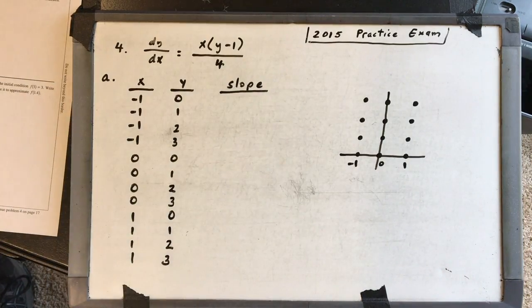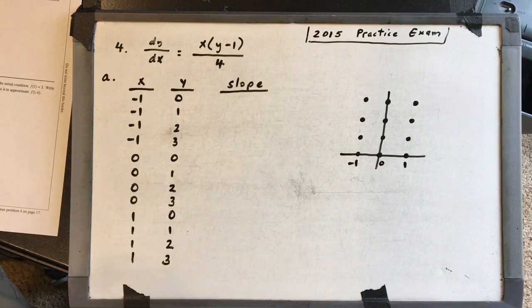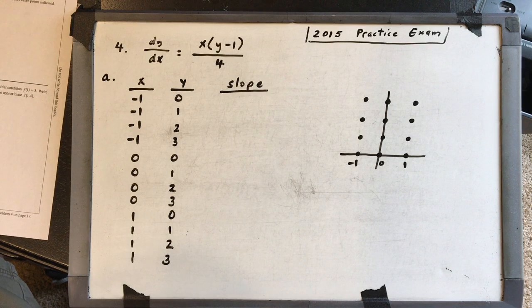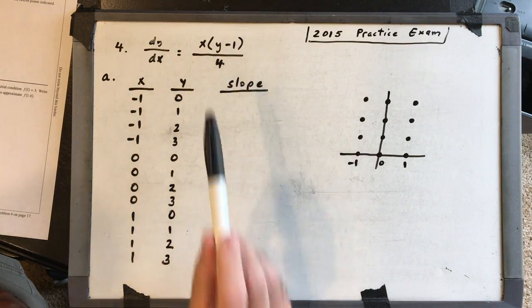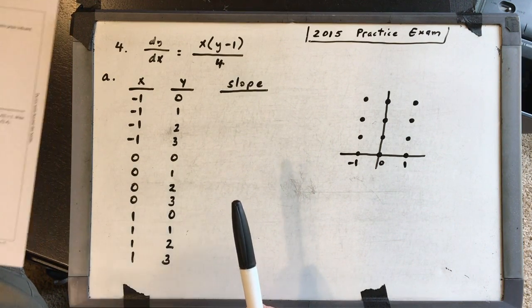Hey, this is the 2015 AP Calculus Practice Exam. This video is going to cover number 4 and part of number 6. Number 4 says, considering the following differential equation, and it gives you dy/dx is x times (y minus 1) over 4. On the axis provided, sketch a slope field.